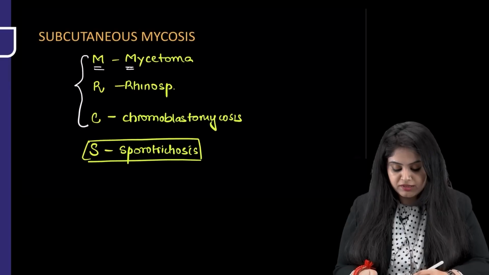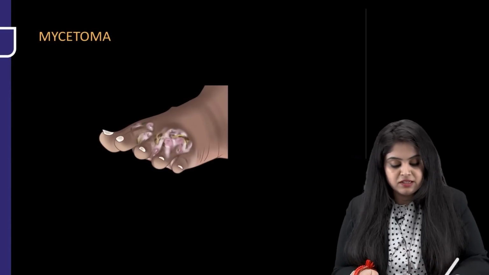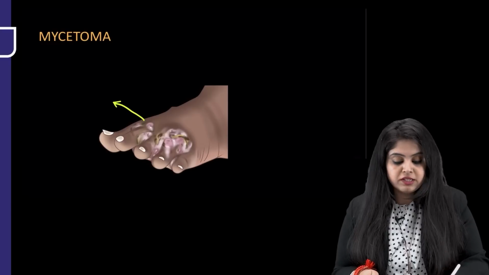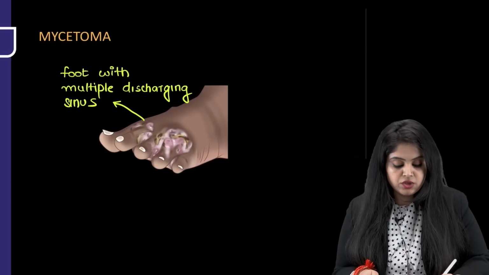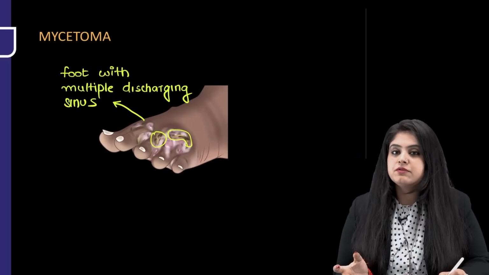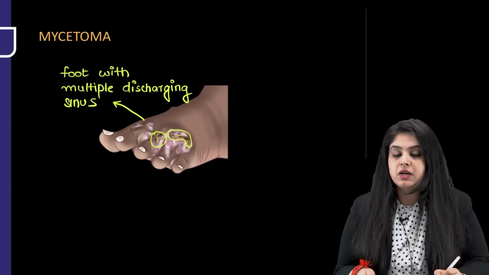Now, I hope as soon as I say mycetoma, there's a very famous image that should be coming to your mind. That is the very famous Madura foot, or there's going to be a foot that will be given to you in the paper. Along with that, there will be multiple discharging sinuses. So we have got a schematic diagrammatic representation where you can see there's some yellow or brown pus kind of a material that is coming out. Basically, there's something to do with the discharge that is coming out.